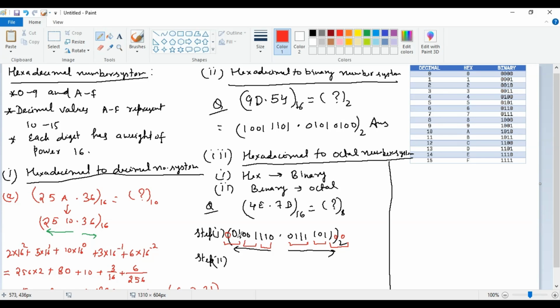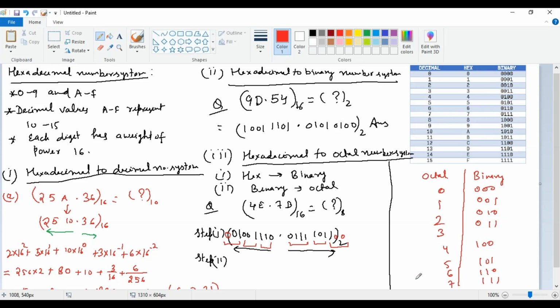Now we will write the octal equivalent of the corresponding binary. So what was the octal equivalent of the corresponding binary? If binary is 000, then octal is 0. If binary is 001, octal is 1. If binary is 010, octal is 2. 011, 3. 100, 4. 101, 5. 110, 6, and 111, 7. Right?